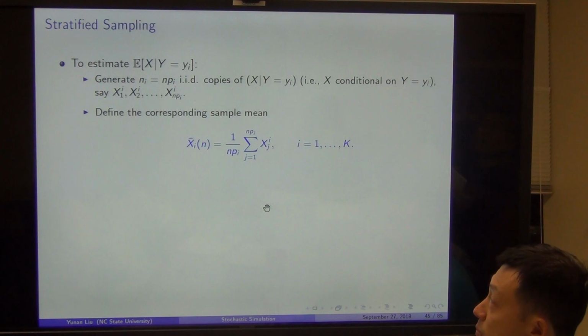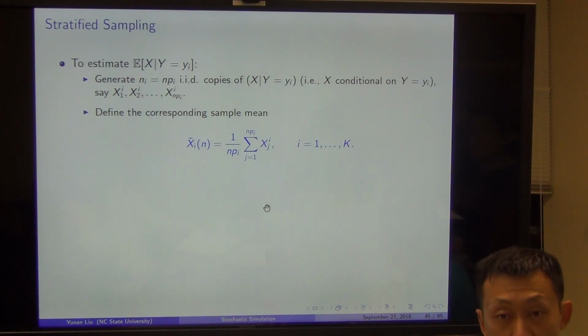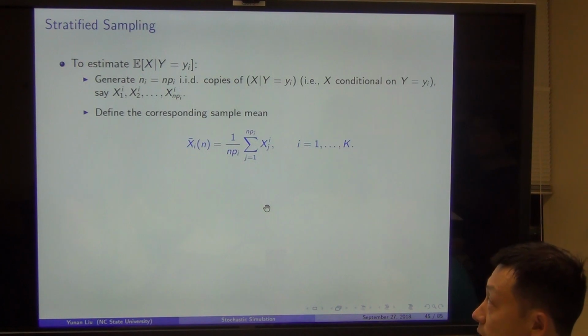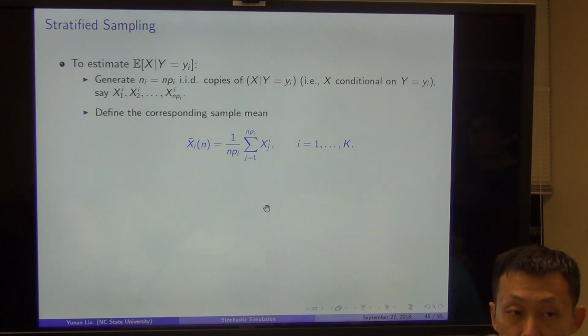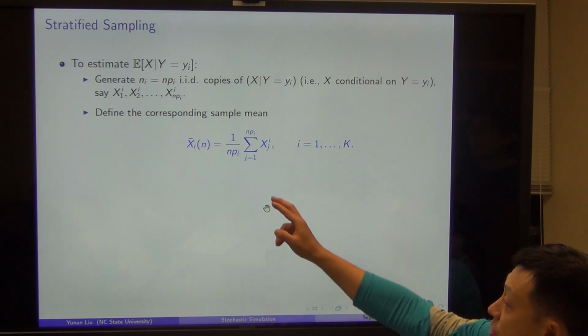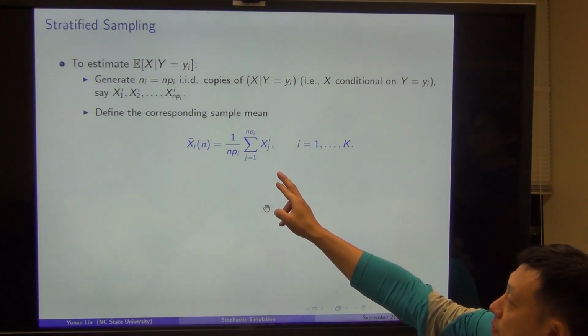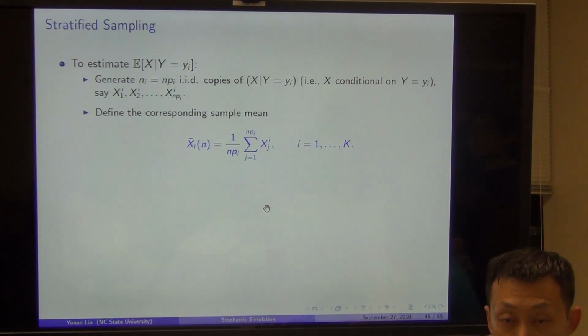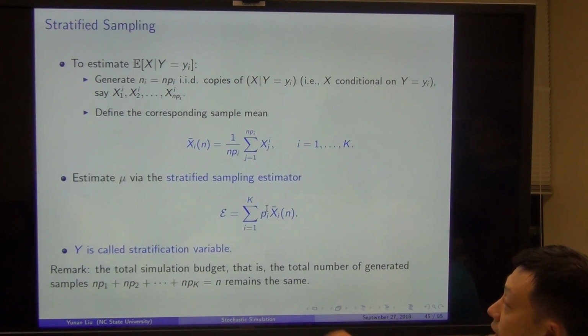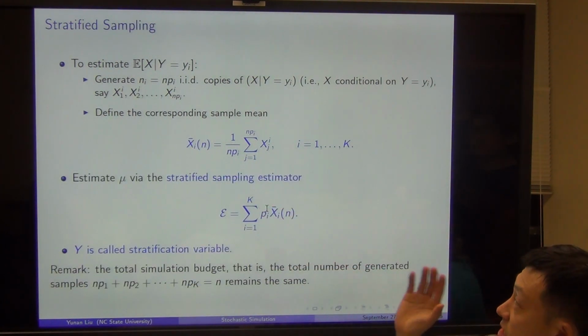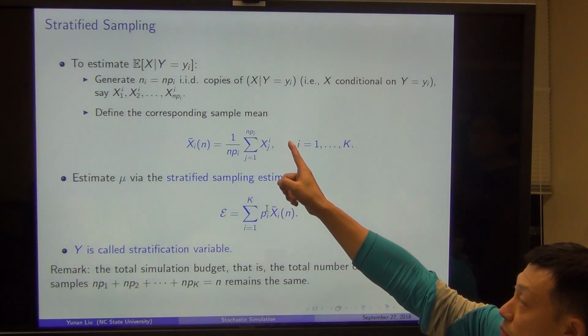Suppose we allocate a subset of our overall simulation budget n, call that n_i. So n_i is n times p_i, and n is large, p is a probability. So assuming that n times p_i is integer valued and really large, consider n_i IID copies of X given Y equals y_i. Take an average of them, summing up, divided by n_i, which is equal to n times p_i. This is your estimator for the expectation of X given Y equals y_i.